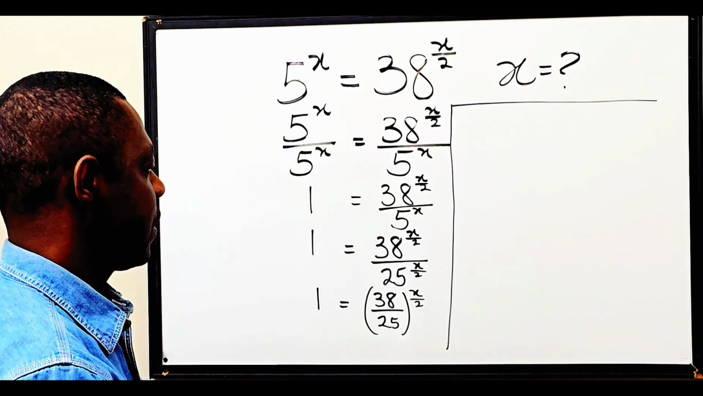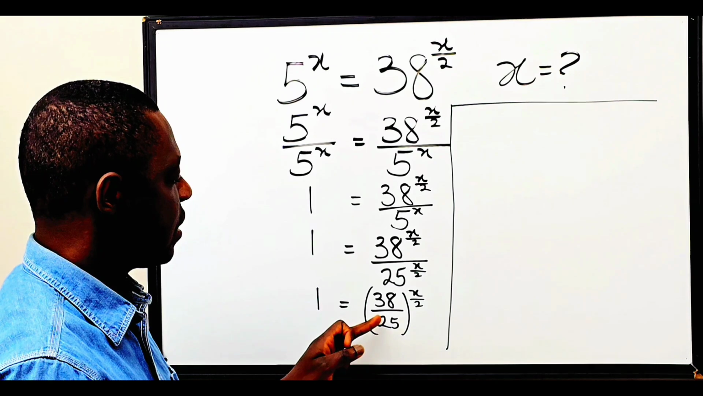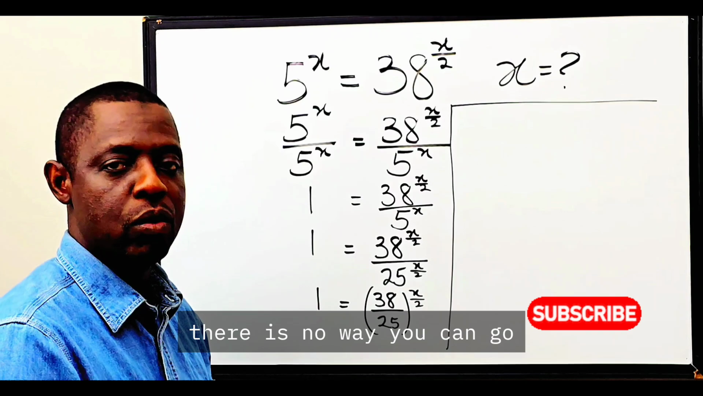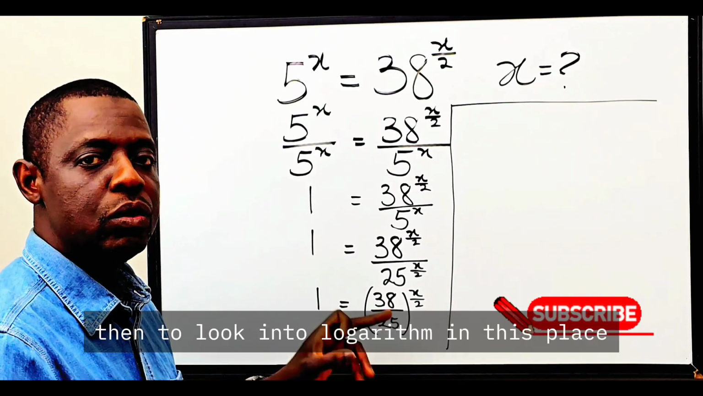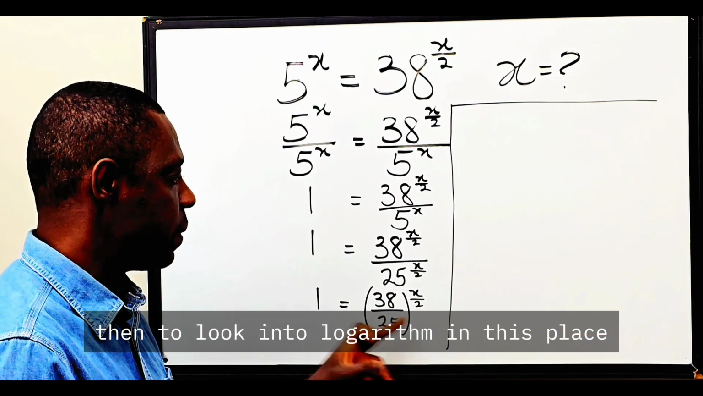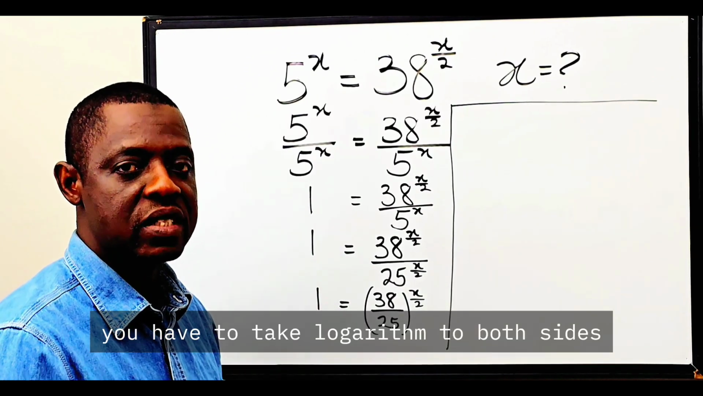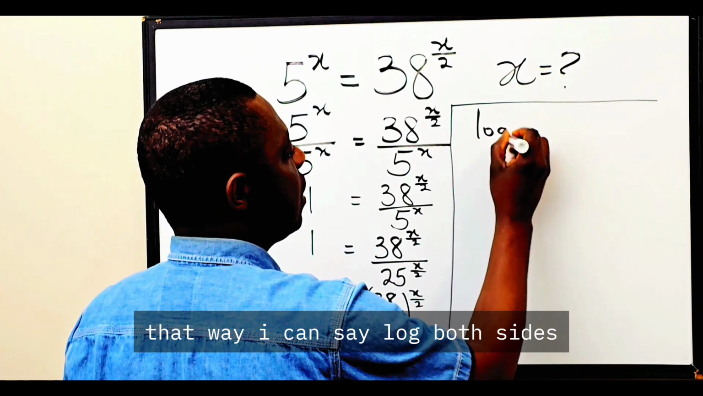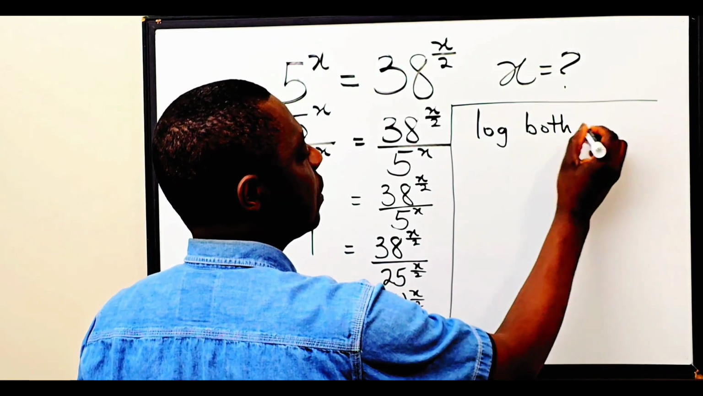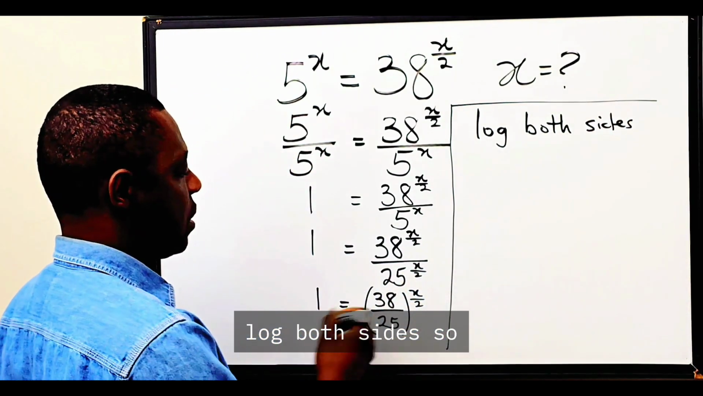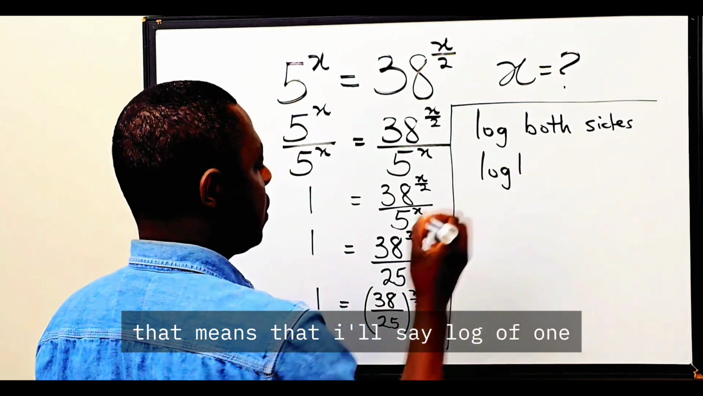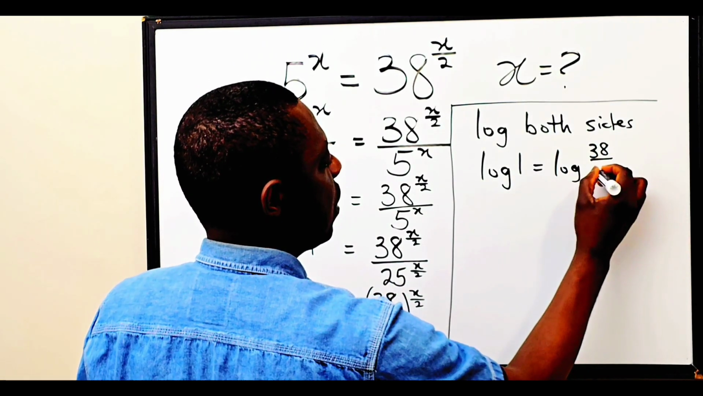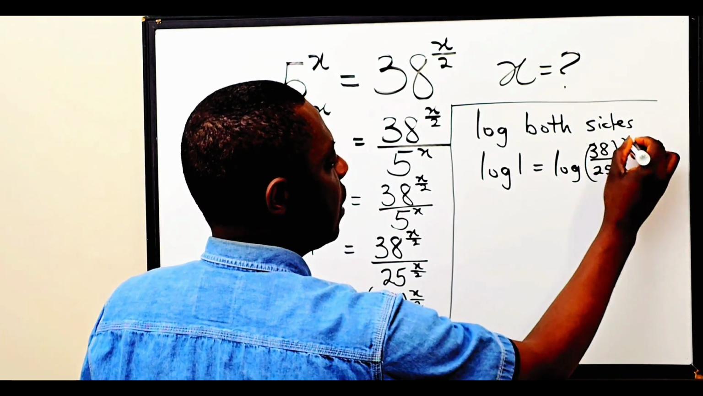Then the next thing you have to do here, since you have 1 equals 38 divided by 25 raised to the power exponent, there is no way you can go than to look into logarithm. In this place, you have to take logarithm to both sides because there is no way out again. So take logarithm to both sides. Log both sides. So that means I'll say log of 1 equals log of 38 over 25 all raised to x over 2.